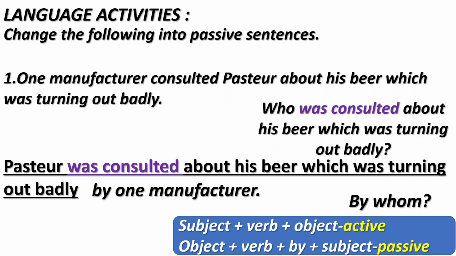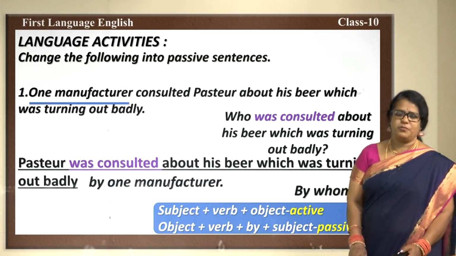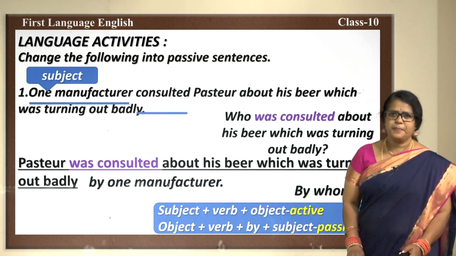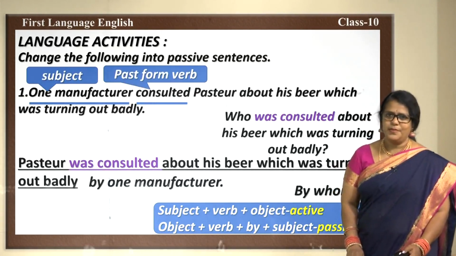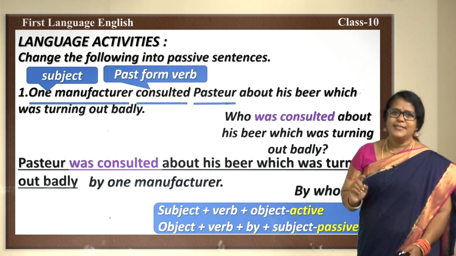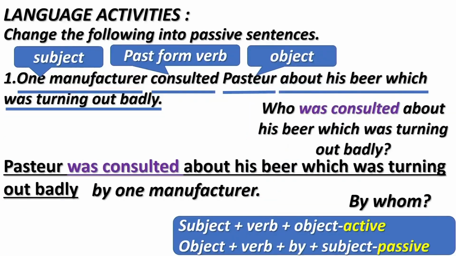We have been looking at this very often. Whenever we change the active voice into passive voice, we keep this particular rule in our mind. Here also, let us see how the rule works out. One manufacturer, subject, consulted, past form of verb, and Pasteur, object. Isn't it, the object has become subject?